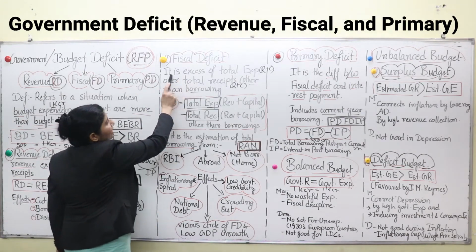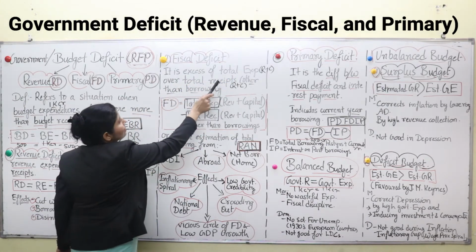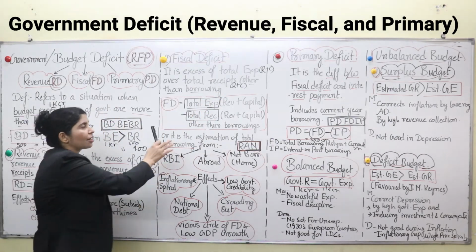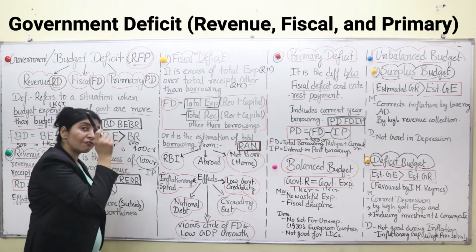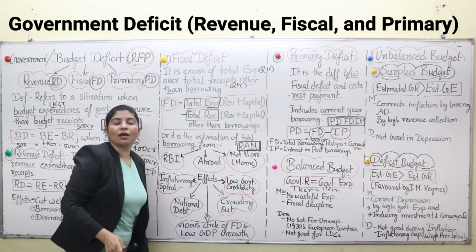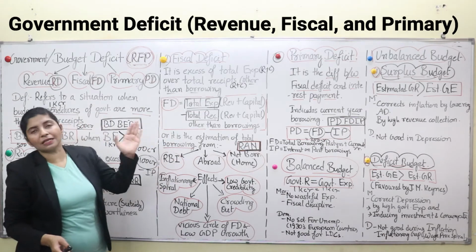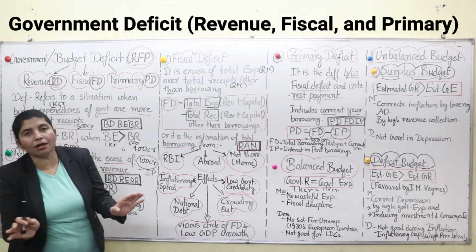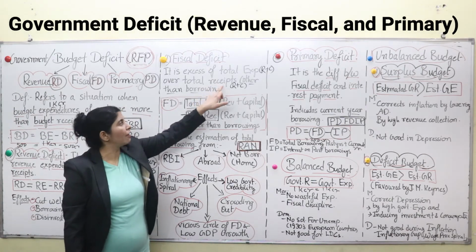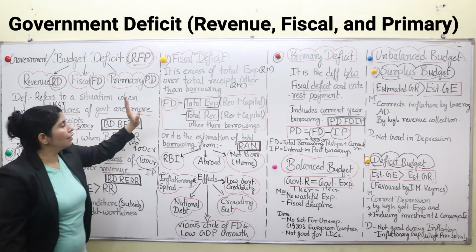What is fiscal deficit? It is the excess of total expenditure over total receipts other than borrowings. We'll have to find out the borrowings, so we are not including borrowings over here. Okay, so it is other than borrowings. And what is total expenditure equal to? Revenue expenditure plus capital expenditure is your total expenditure in your economy. In the same manner, total receipts comprise revenue receipts plus capital receipts. So R plus C at both the points here.